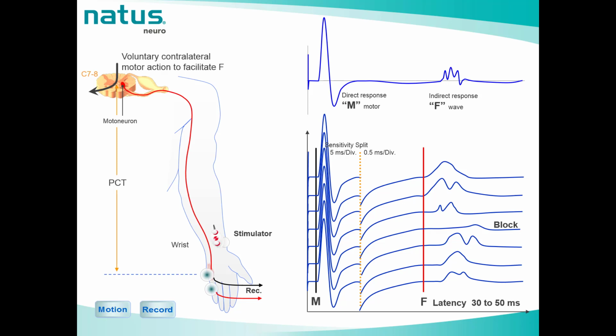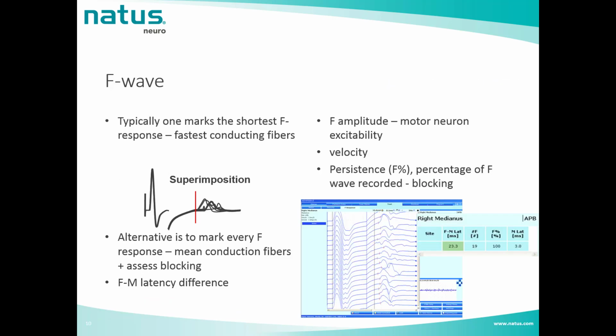For the data that will be recorded, typically we mark the shortest F response that corresponds to the fastest conducting fibers. A good way to be able to mark this shortest F response is to superimpose all our stimulations, which will show us better the onset of the response.